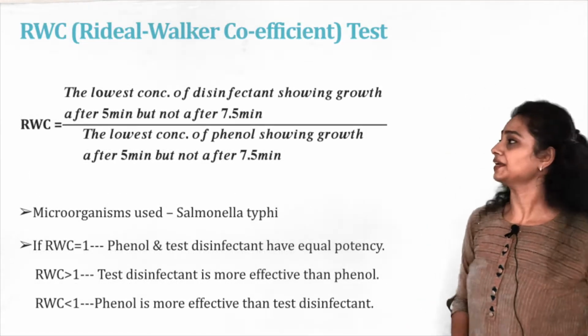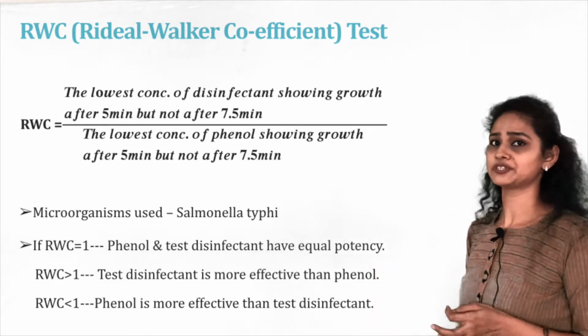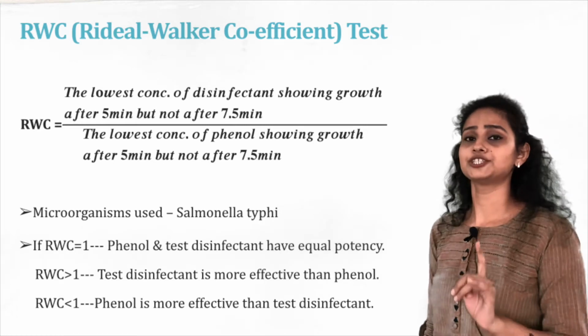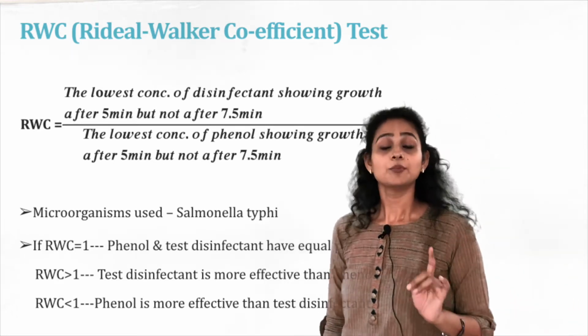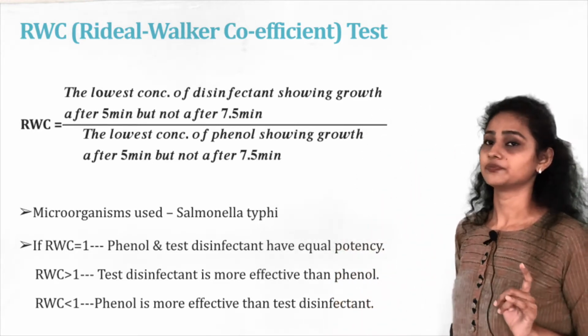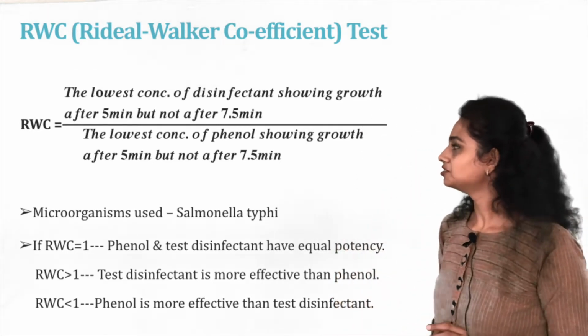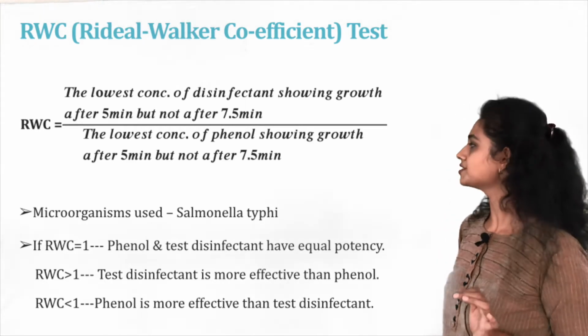Now, if we look at the equation of Riddle-Walker coefficient test, then RWC is equal to the lowest concentration of disinfectant showing growth after 5 minutes, but not after 7.5 minutes. Okay, you have to remember this equation. Divided by the lowest concentration of phenol showing growth after 5 minutes, but not after 7.5 minutes.